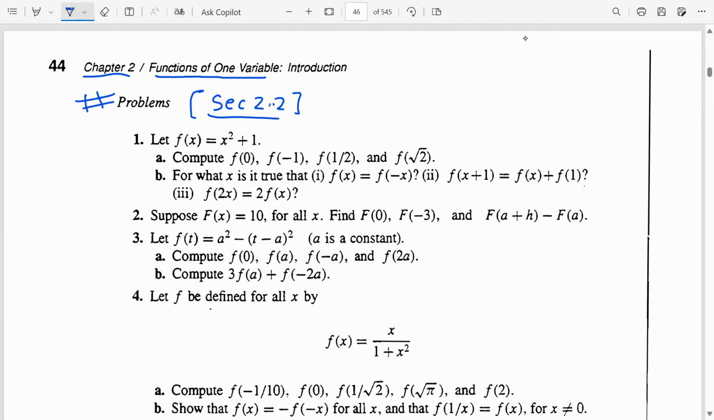So let's look at question number 1. Let f of x be equal to x square plus 1. So we are asked to compute f of 0, f of minus 1, f of half, and f of square root of 2. All we have to do is plug in the values in the function f of x. So let me quickly come to the whiteboard to solve this.